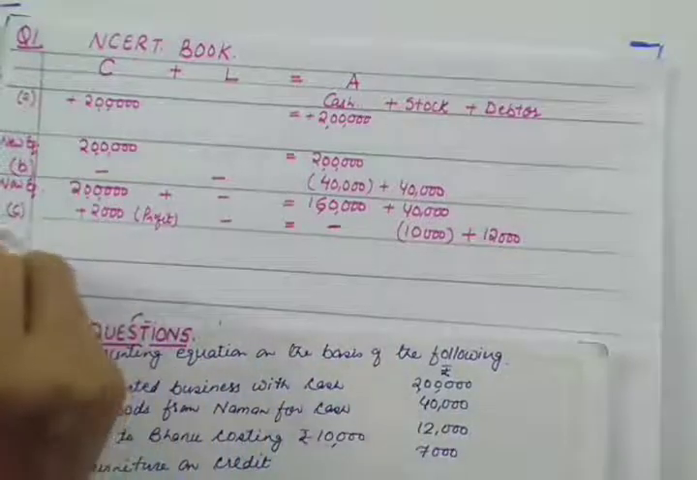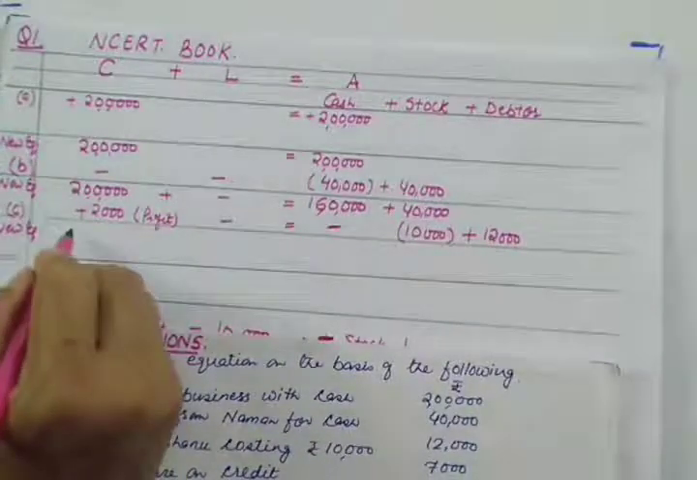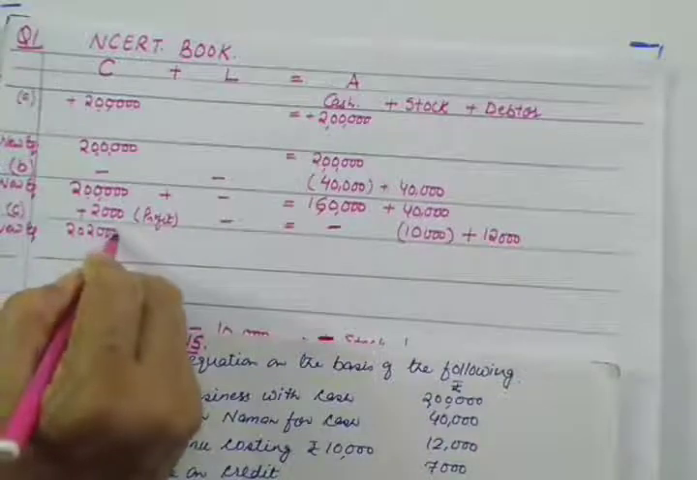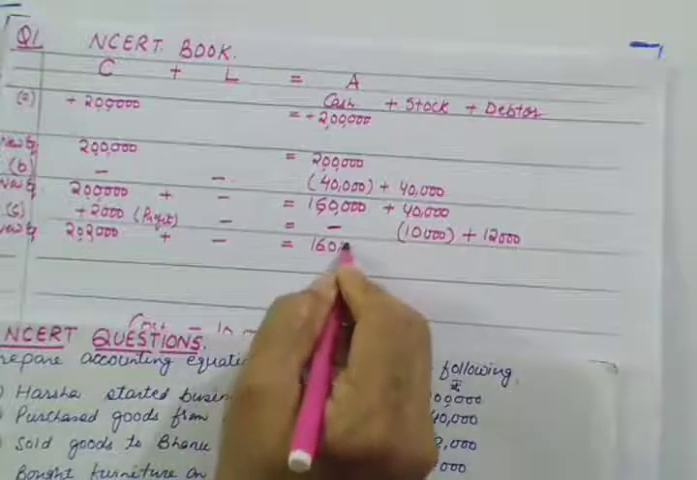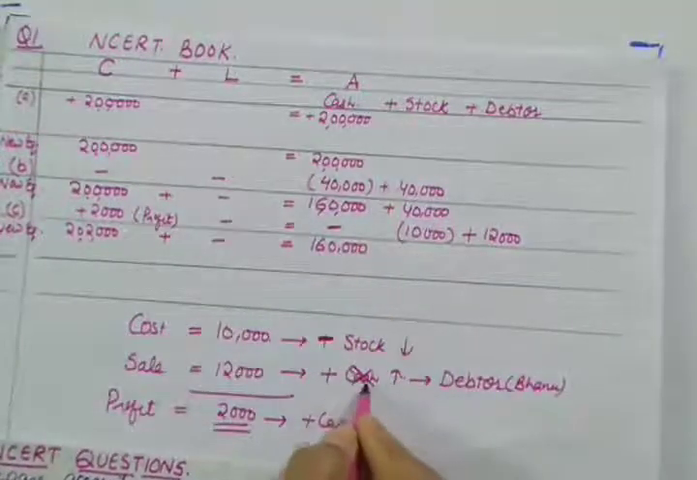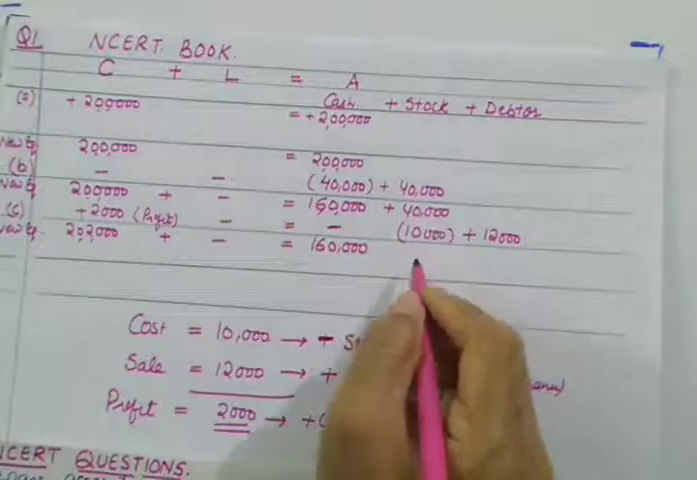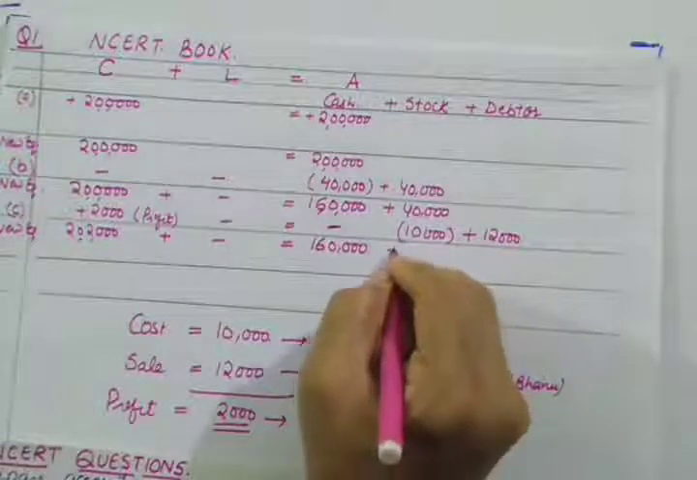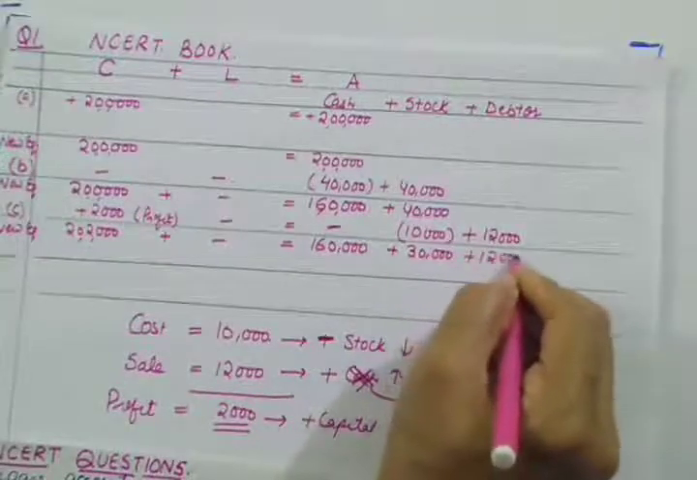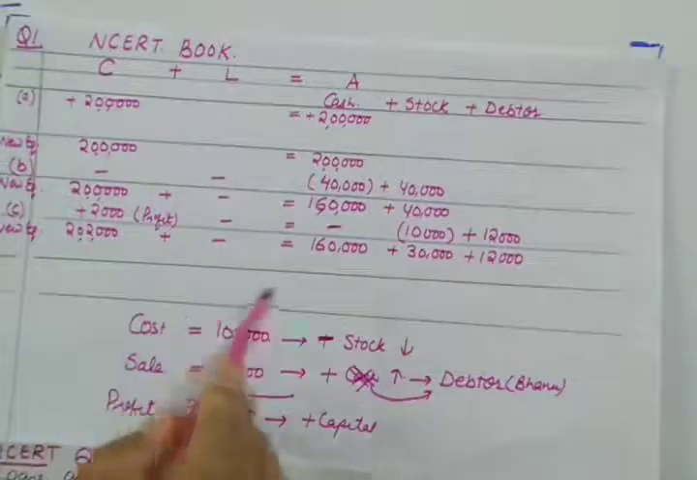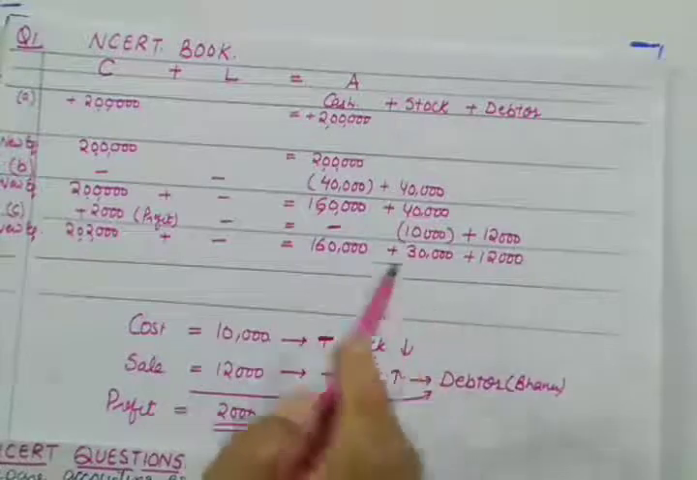Now let us write new equation. I hope you are getting this. So under new equation, this is 2,00,000 plus no change in liabilities. Cash will remain as it is. Why as it is? Because this is not a cash transaction, it is a credit transaction. So your stock will reduce by 10,000, so this will be 30,000 plus a new item debtor will be created. So what is the total? Let us add it up. 160 plus 30 is 190, 190 plus 12 is 2,02,000.